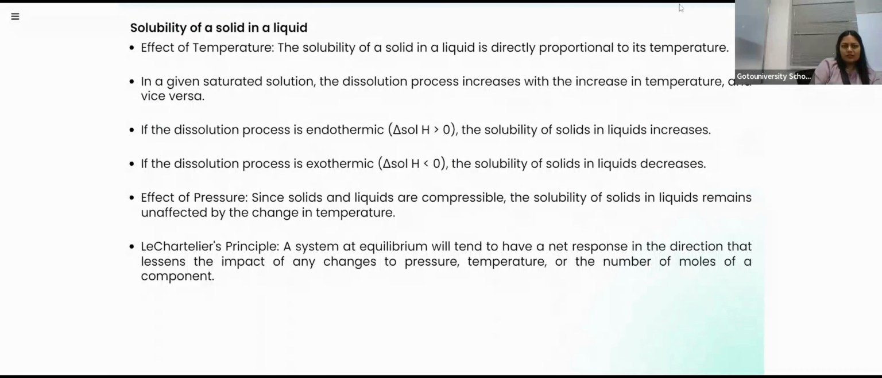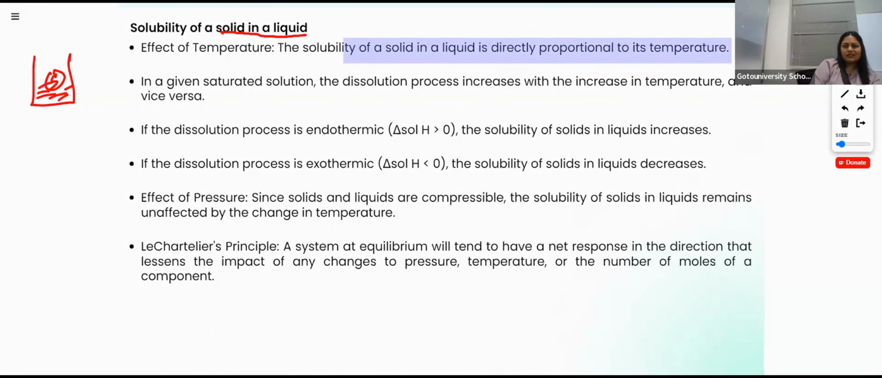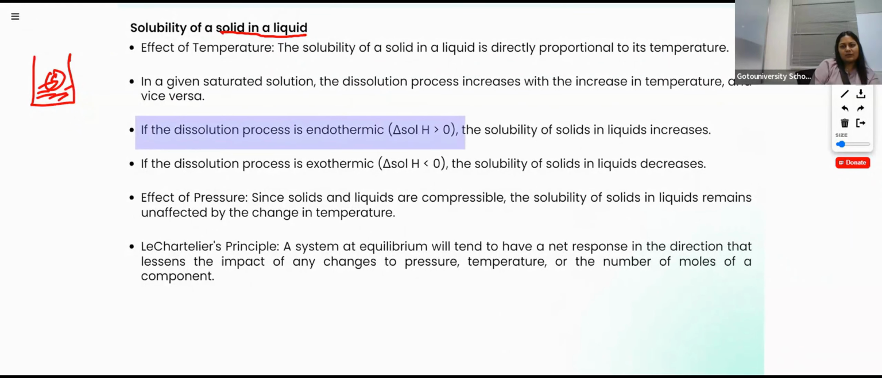So let's move on to the next topic, that is solubility of solid in a liquid, that we have just discussed. See, this is solid and this is liquid. On what factor will it depend? It is directly proportional to the temperature, right? As you can see here, the more we provide temperature, the more easily the solid will dissolve in liquid. All right. If the dissolution process is endothermic, the solubility of solid in liquid increases.